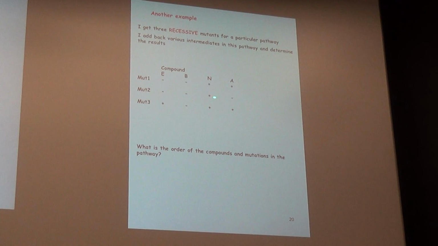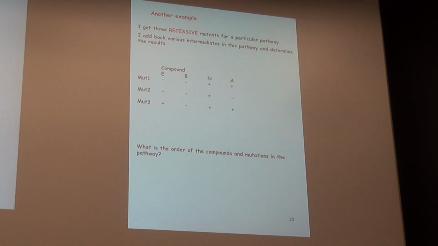Mutant 2, you can only rescue it by feeding it compound N, but not by feeding it E, B, or A. So N is very likely going to be one of the last steps in the pathway. And then mutant 3 is a mutant where you can rescue it by feeding it E, N, and A, but not B. So mutant 3 must work between B and one of these other mutants.